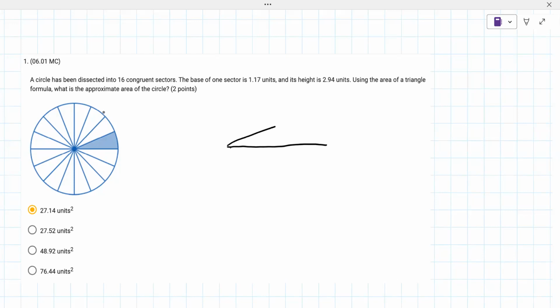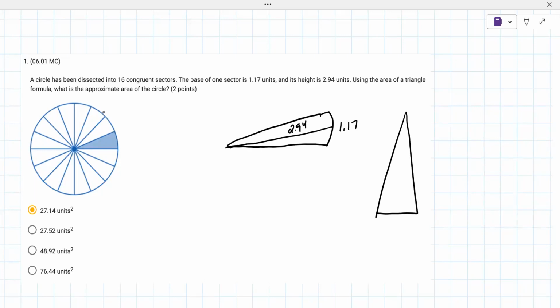I'm guessing here because they don't usually refer to this as the base. I guess this is 1.17, and the height, as it's referred to in the lesson and this activity, is 2.94. So it's approximately a triangle. What I did for this one is I took the 2.94 as the radius, because that's technically what it would be, right? Well, it says the height. That's different.